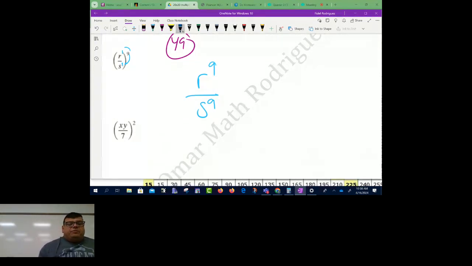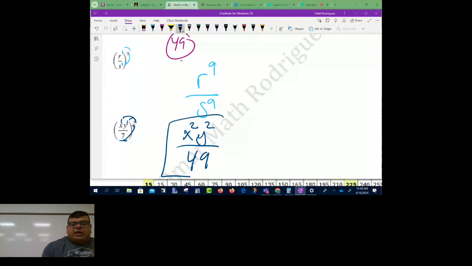All right, same thing here on this next one, y'all. The power in my x and my y really are 2s. So that's going to be x squared, and that's going to be y squared. Now the bottom, remember, it's not 7 times 2, but it's 7 times 7. And 7 times 7, y'all, should give us a 49, right? So x squared, y squared, all over 49. Okay.